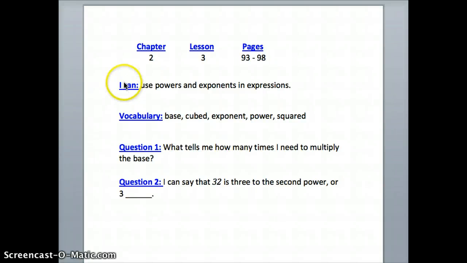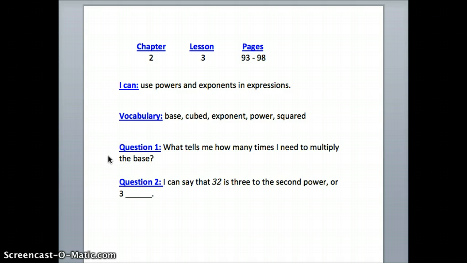Okay, today we are learning about Chapter 2, Lesson 3, which can be found on pages 93 through 98 in your textbook or online. Our objective for today is: I can use powers and exponents in expressions. Vocabulary is base, cubed, exponent, power, squared.